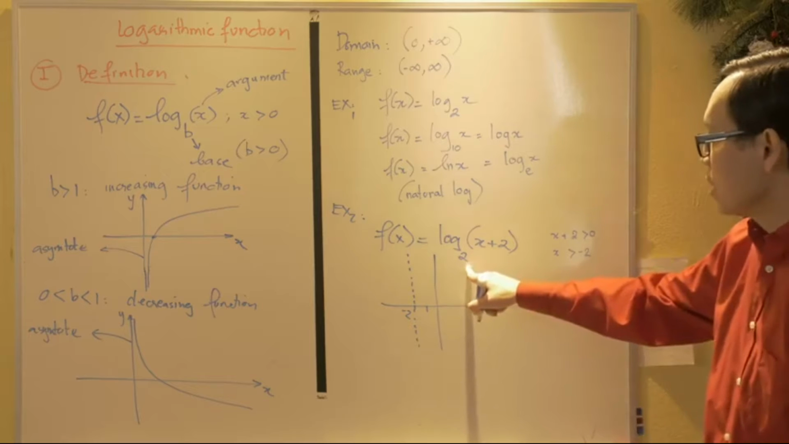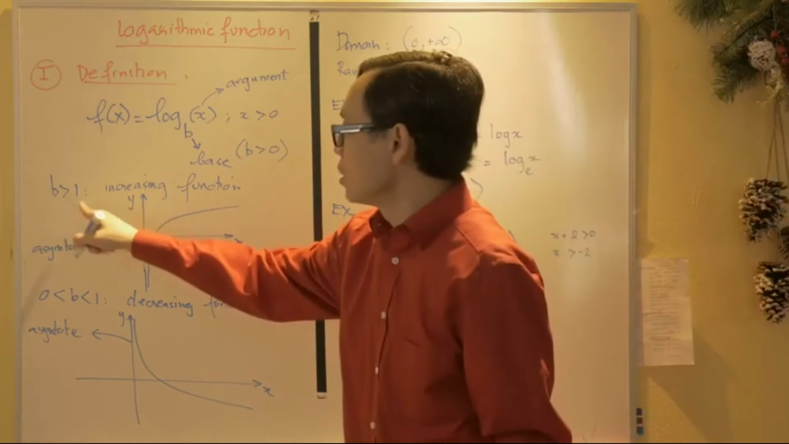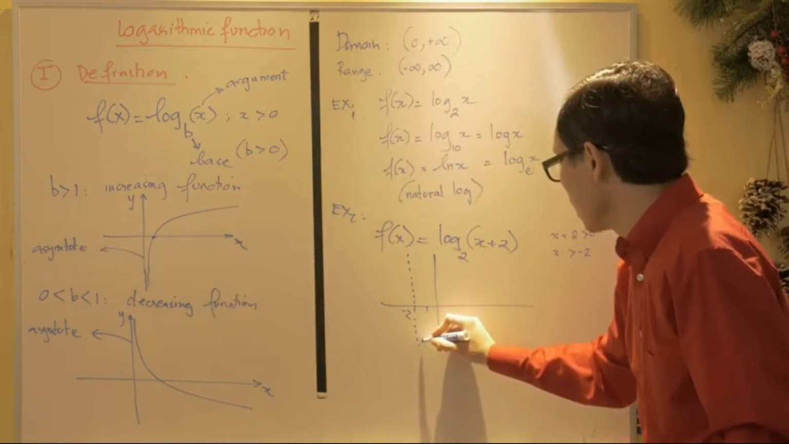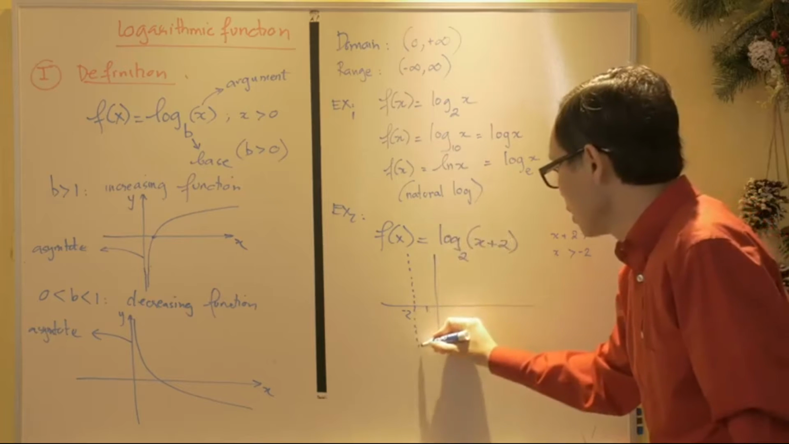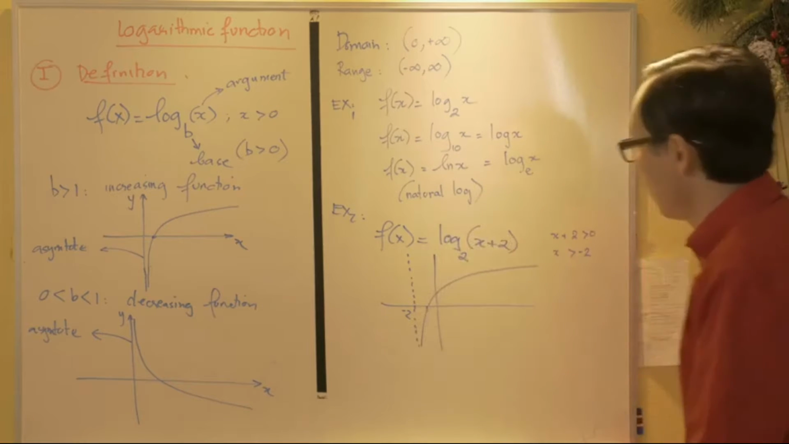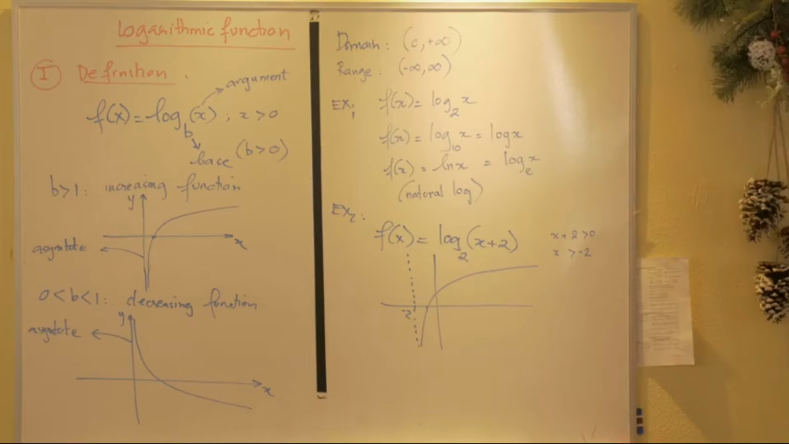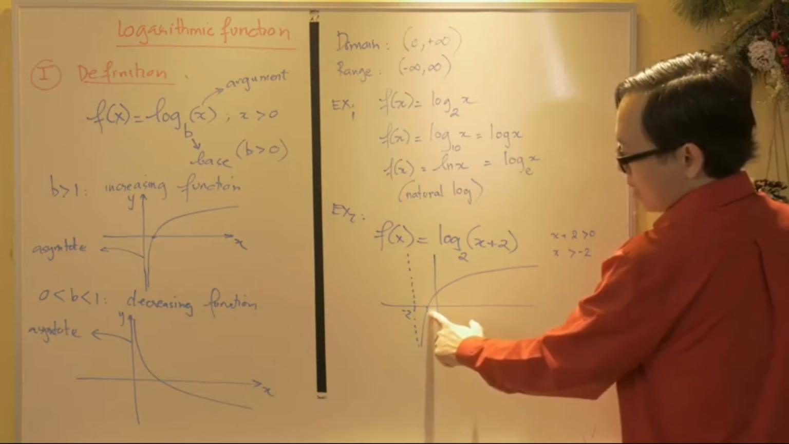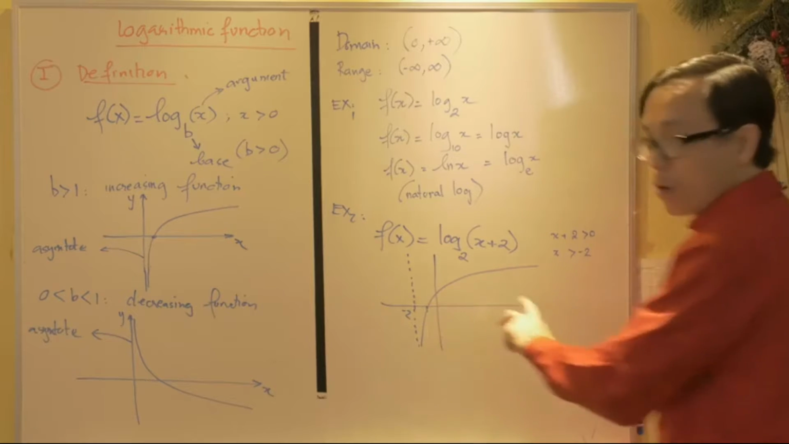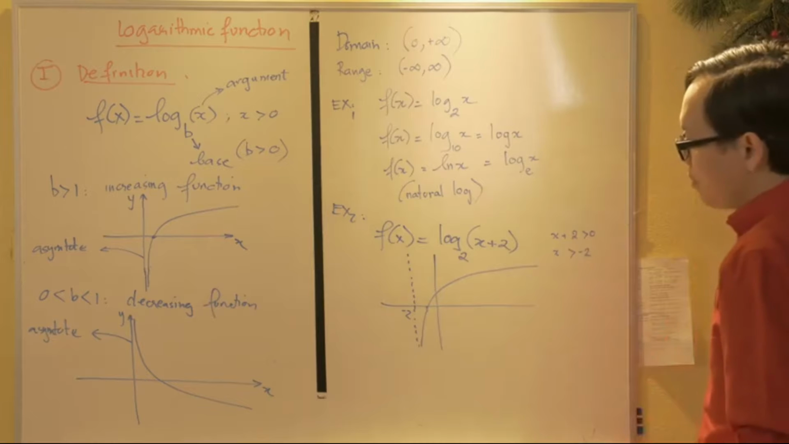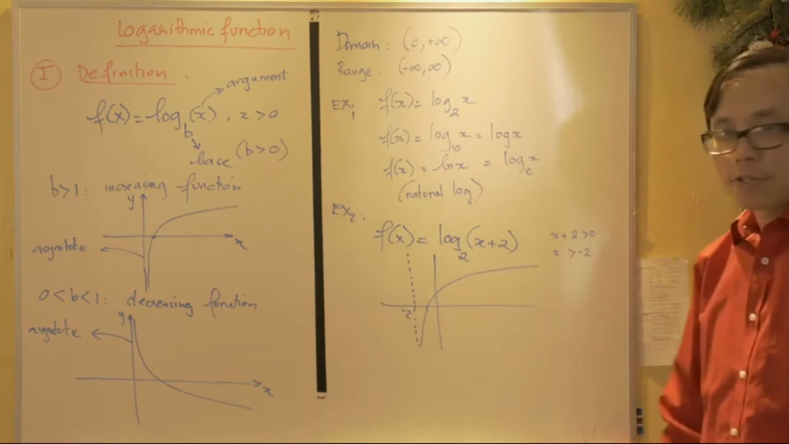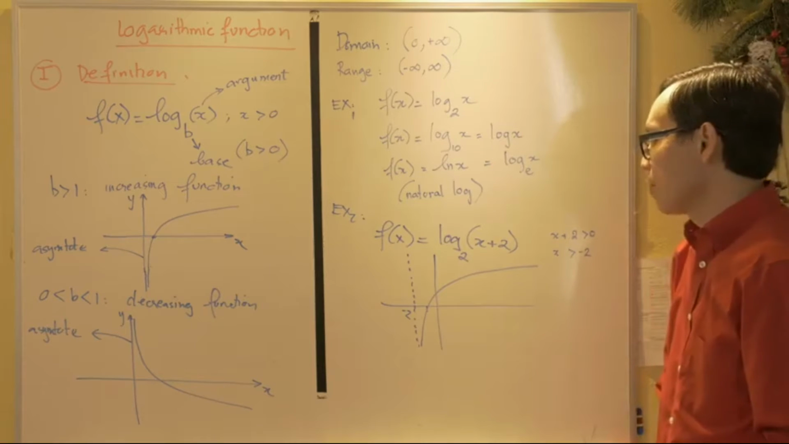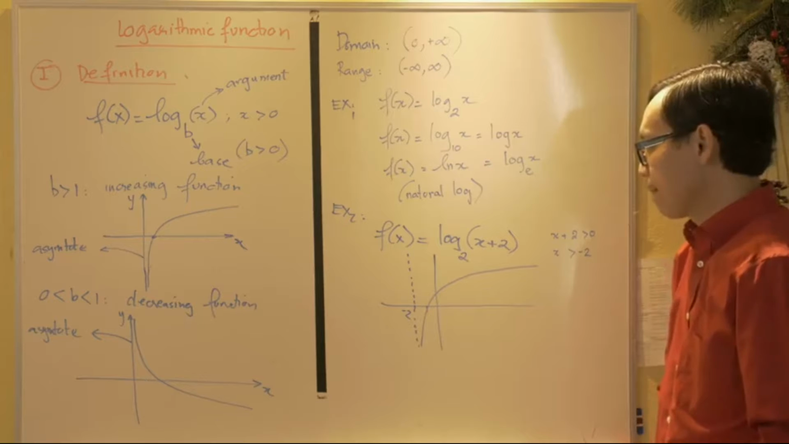And the base is 2, so it's greater than 1. So we know this is an increasing function. We're going to have something like this. I just sketch, okay? Something like that. If we want to know where it cuts, we call that the x-intercept. Right now we don't know, but in the next few minutes I will show you how to find the x-intercept of the log function.